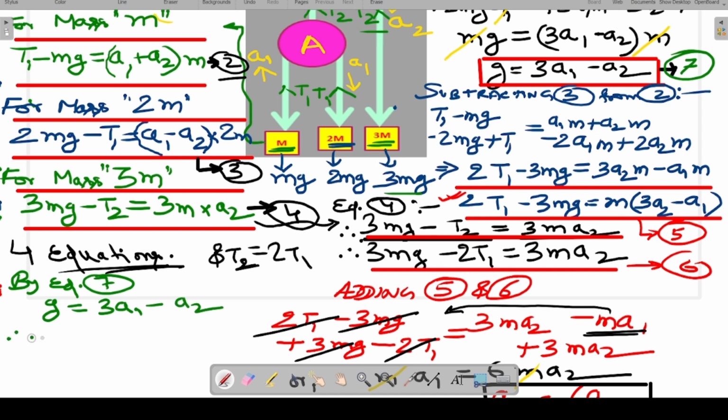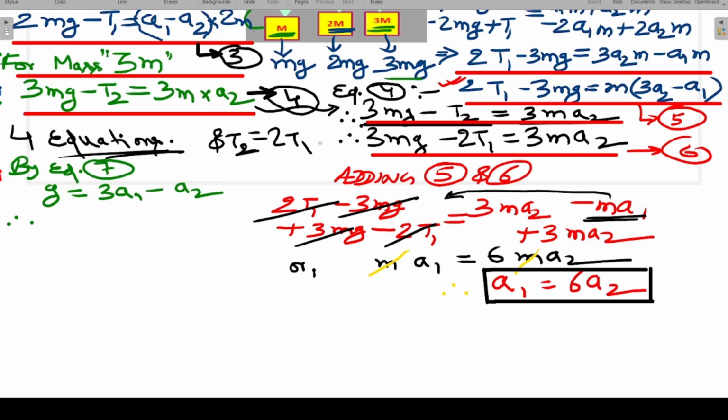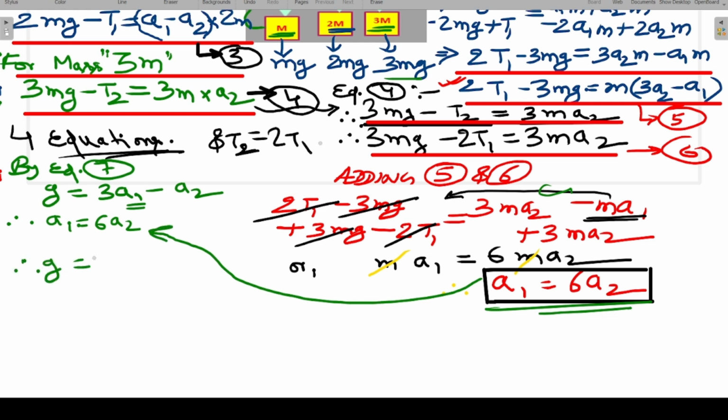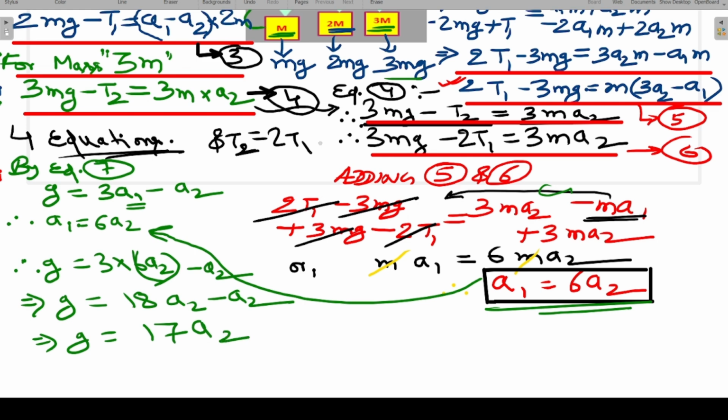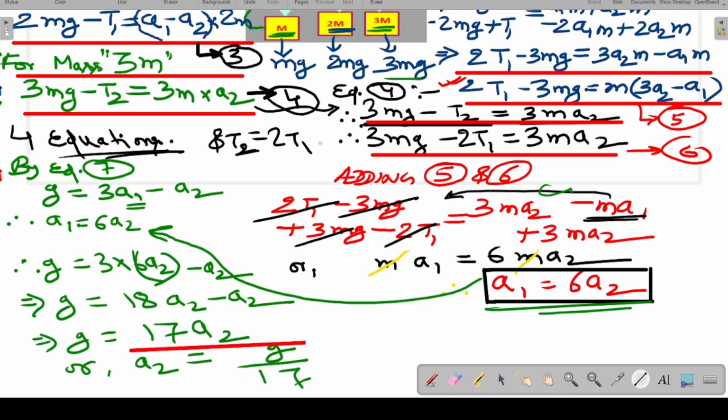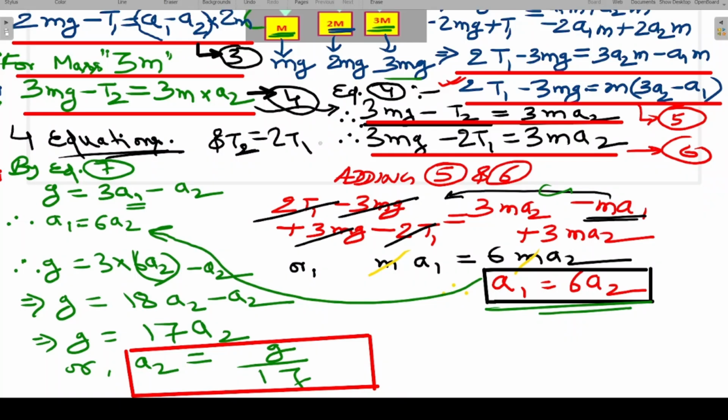So that we have only one variable, that is a2, and we have assumed a2 as the acceleration of the mass 3m, which we have to find out as per the question. Just solve it to get g equal to 17 times a2. So we can write a2 equal to g by 17, that is acceleration due to gravity g divided by 17, right. So a2 equal to g by 17 meter per second square is the acceleration of that mass hanging across the pulley, through one end of the pulley B, right. So the acceleration of the mass 3m is g by 17 meter per second square.